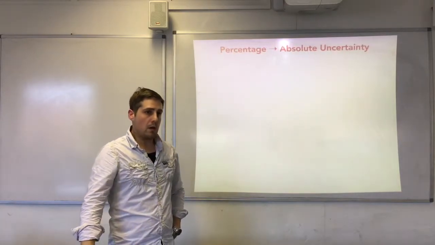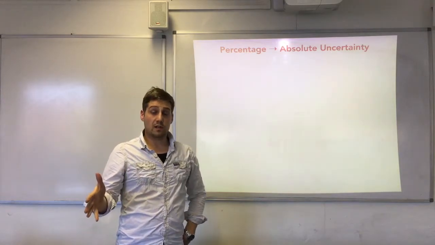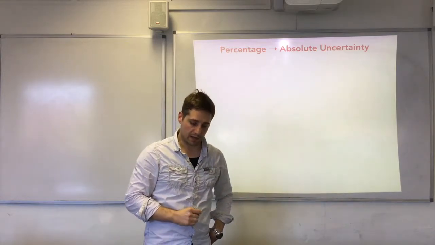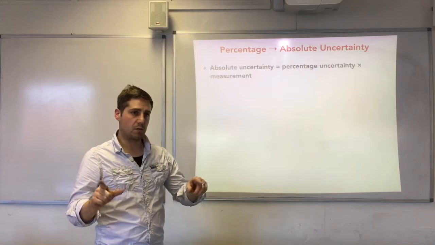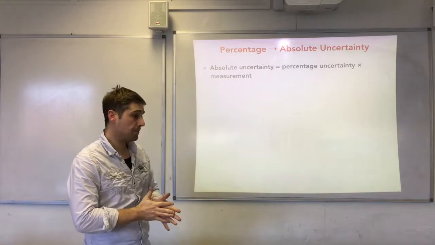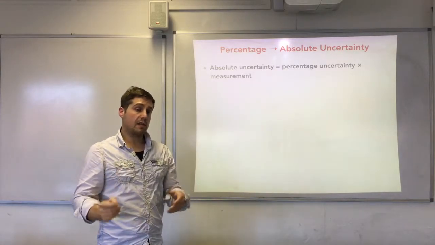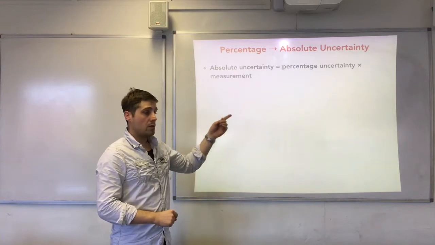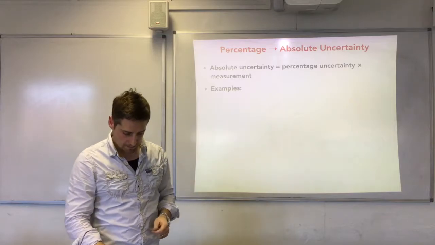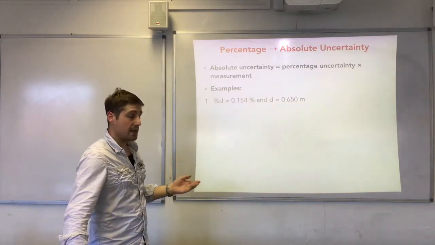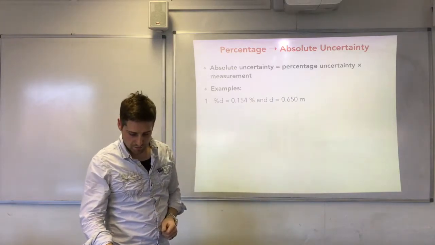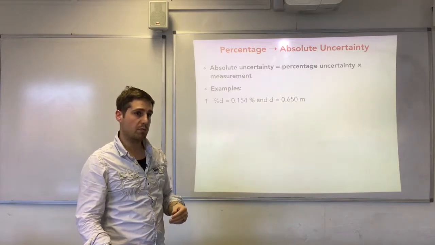Okay. Now you're going to see the usefulness of percentage uncertainties when we come to see how the uncertainty affects calculated values. But before we do that, we're going to need to know how you convert a percentage uncertainty into an absolute uncertainty. If you're given a percentage uncertainty, you need to work out the absolute, then you multiply the percentage uncertainty by the measurement. So let's look at some examples of that. If my percentage uncertainty in D is 0.154% and D is 0.650, then I multiply those two.